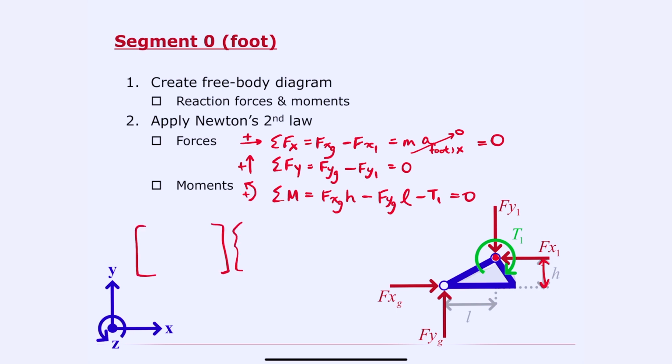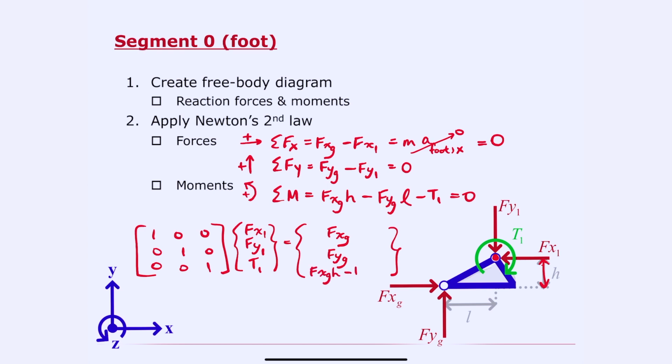Our unknowns, assuming we have ground reaction forces, the only unknowns will be Fx1, Fy1, and T1. And let's fill in the blanks here. We have from the first equation, Fx1 equals Fxg. From the second equation, Fy1 equals Fyg. And from the last equation, we have T1 equals Fxg h minus Fyg times L.